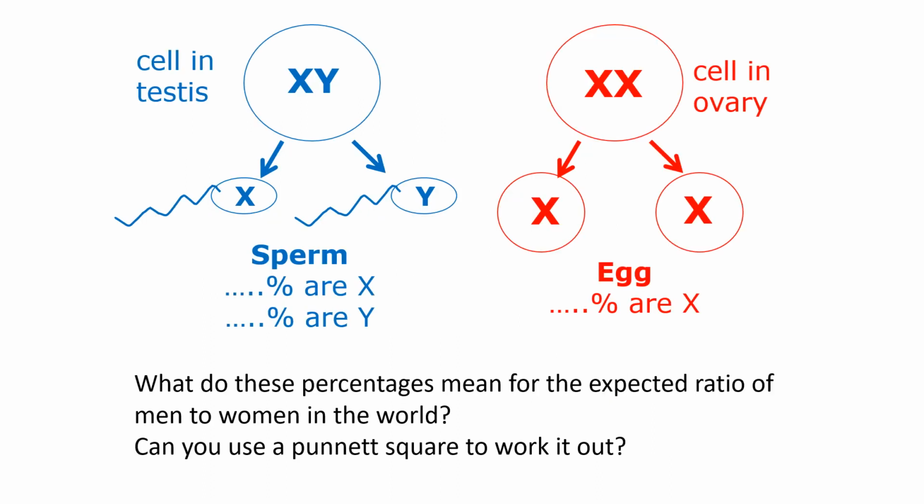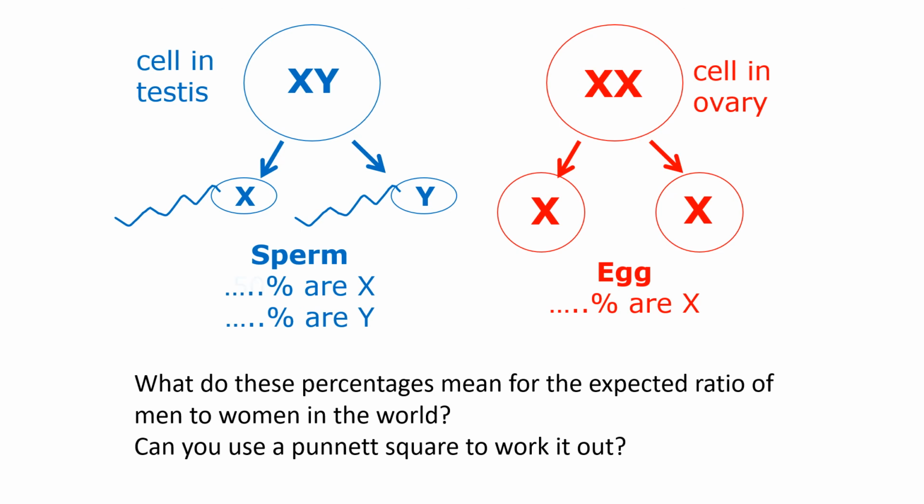Now if you look at this, a cell in the testis and a cell in the ovary, X and Y in the testis and X and X in the ovary, if you separate the gametes, you can see X and Y and X and X. Now, pause the video and try to answer this question. What do these percentages mean for the expected ratio of men to women in the world? Can you use the Punnett square to work it out?